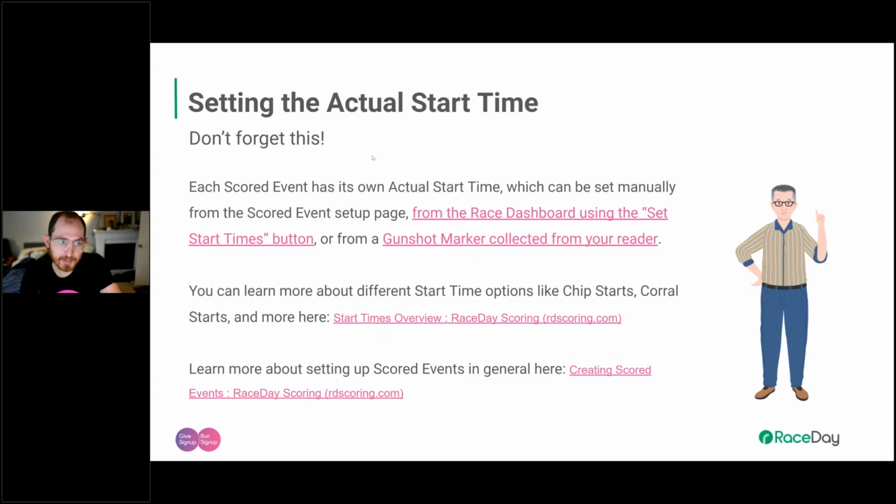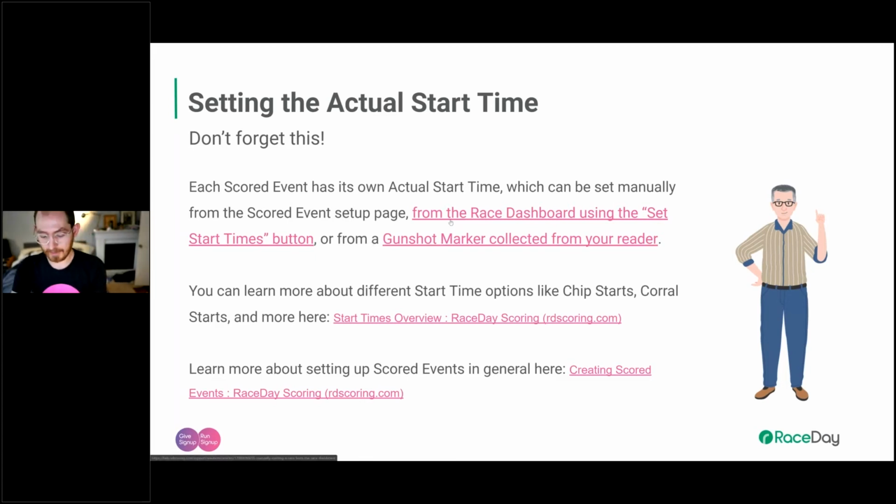Next is the actual start time. There is an actual start time that is set up on the scored event. This is set manually on the scored event setup page, or it can be set from the dashboard using the start times button, or it can be set from a gunshot marker collected from your reader.